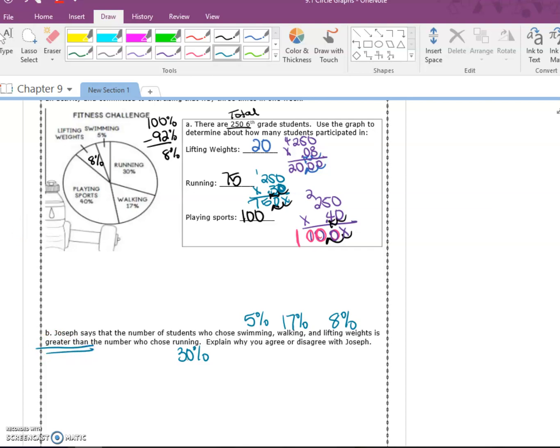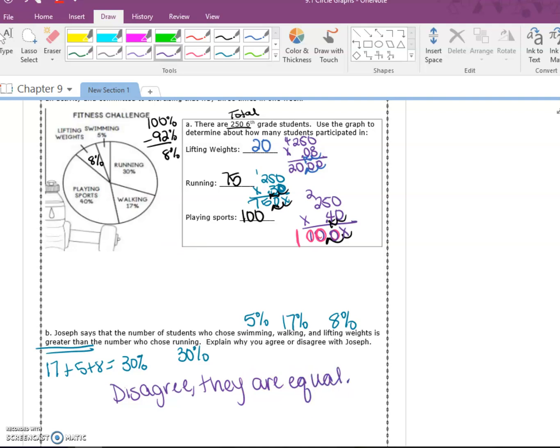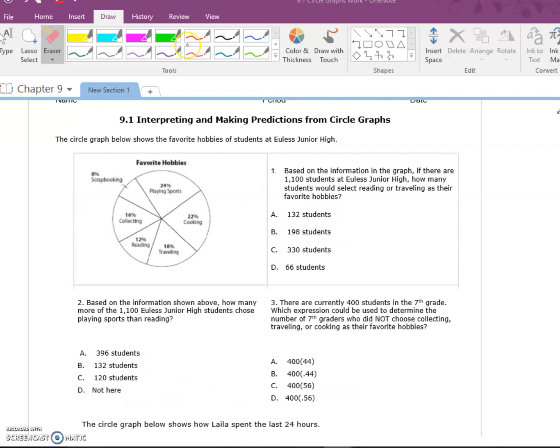So then I would have 5 plus 17 plus 8, which is 30%. Now, if it says greater than, that means that those 3 actually have to be greater, but I would disagree here because they're actually equal. So because they are equal, those 3 are not greater than. So they are equal to that, okay? So hopefully those notes made sense.